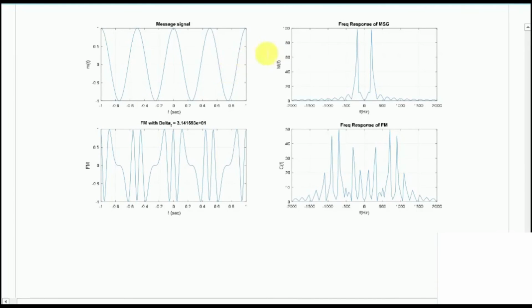We plot the spectrum of this signal. As before, the main lobe is at around 250 hertz. But for the frequency modulated signal, the spectrum would be spread quite a lot. It would be much higher than 2 times the bandwidth of the message signal.